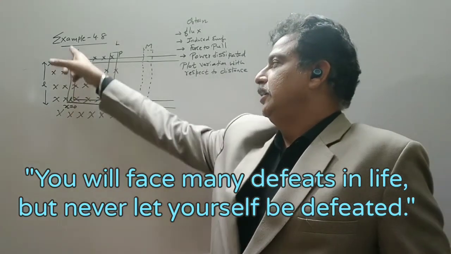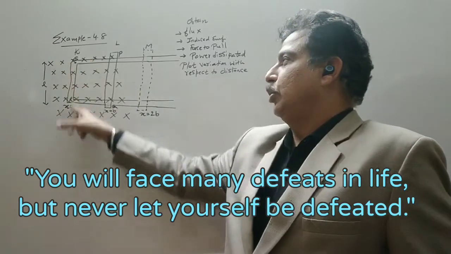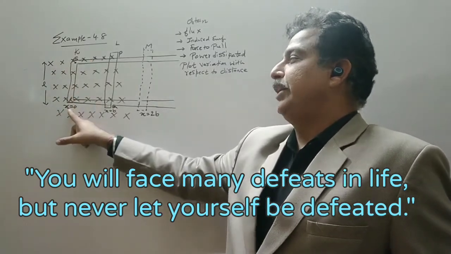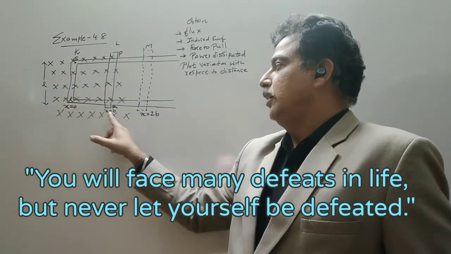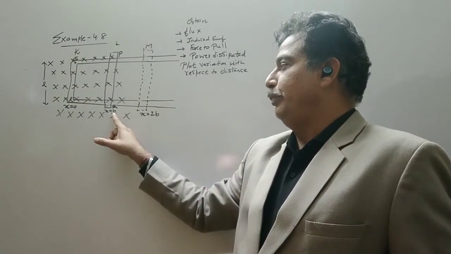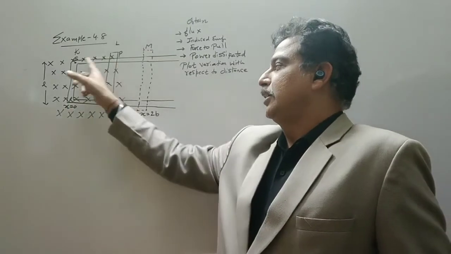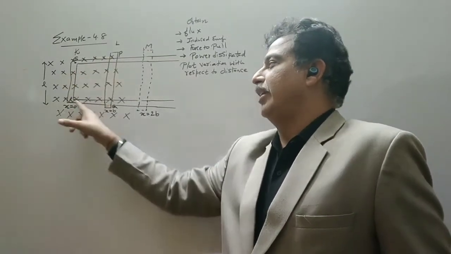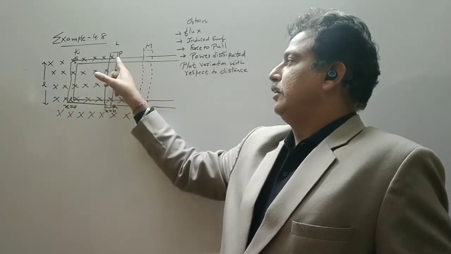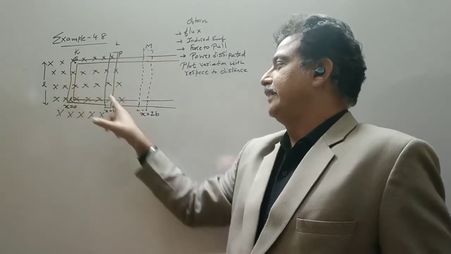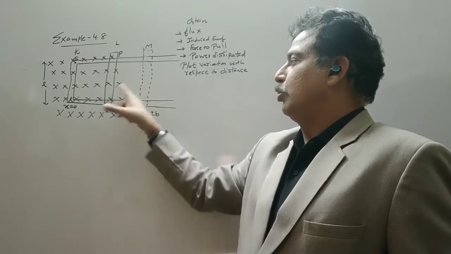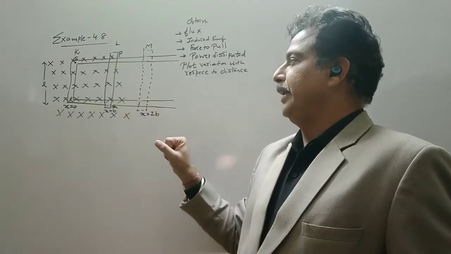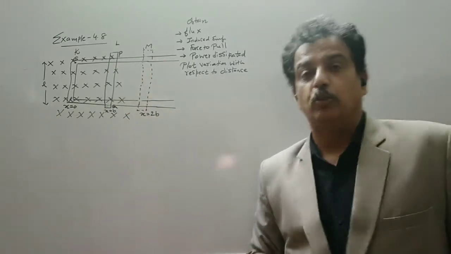This is the origin. So initially the rod is kept at x equal to 0. This distance is x equal to b. Let us say this becomes the breadth of a rectangular frame PQRS, and this is the rod. When the rod comes to x equal to 2b, we have to find out the different quantities.